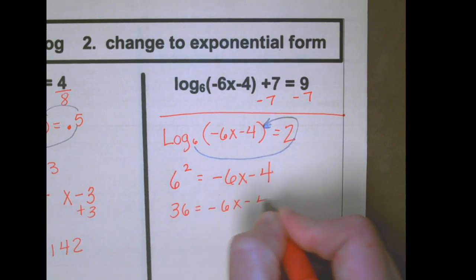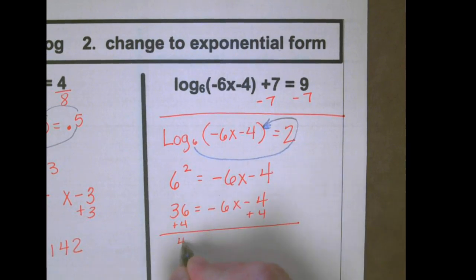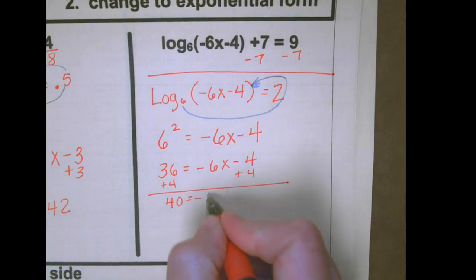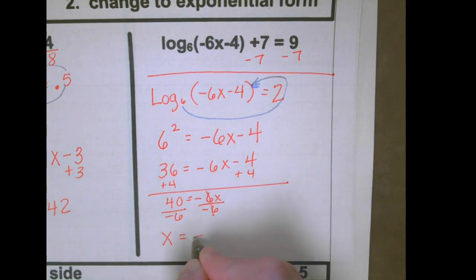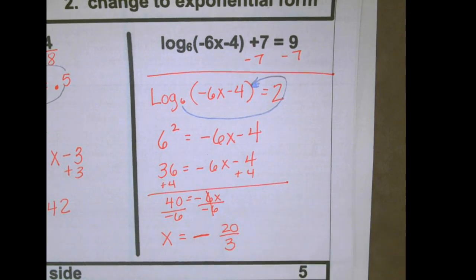What am I going to do with the 4? Divide by negative 6. Reduce to lowest terms. Not decimal. Lowest terms.